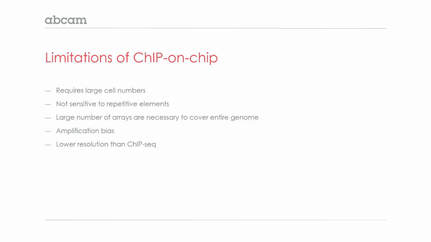There are some limitations of ChIP-on-chip, though as technology advances, these are becoming less of an issue. The first is that a large number of cells are required for ChIP-on-chip experiments. ChIP-on-chip is also not sensitive to all of the repetitive elements in the human genome. A large number of arrays are necessary to cover the entire genome, and finally, ChIP-on-chip could be susceptible to amplification bias after the DNA amplification.